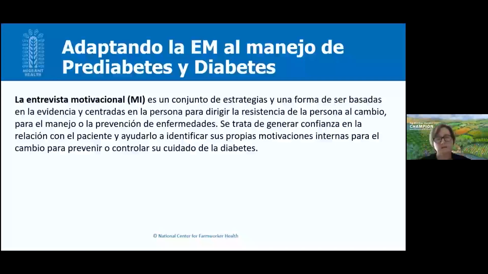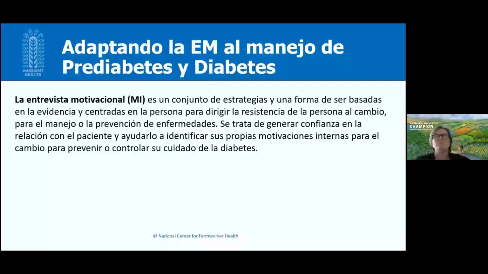The goal is to create trust in the relationship with the patient and to help the patient identify their own internal motivations for change, so that we can prevent or control the diabetes. It has to come from within the patient, and it is the interviewer's job to see the patient, to guide the patient towards wanting to do this.